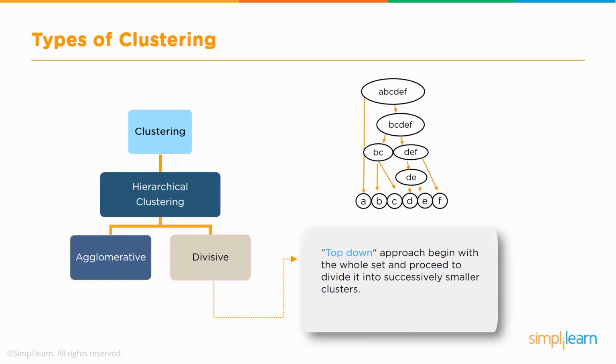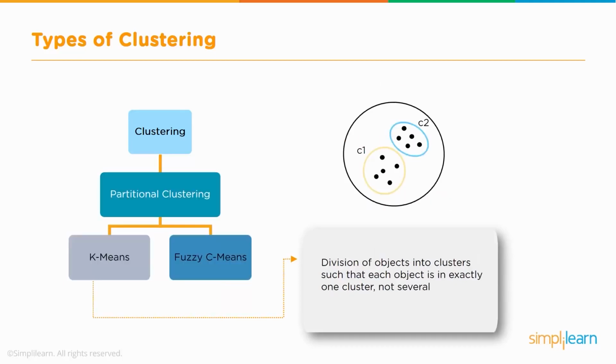So we'll compare that to divisive clustering. Divisive clustering is a top-down approach where we begin with the whole data set and proceed to divide it into successively smaller clusters. So we have A, B, C, D, E, F. We first take that as a single cluster and then break it down into A, B, C, D, E, and F. Then we have partitioning clustering, split into two subtypes, k-means clustering and fuzzy c-means.